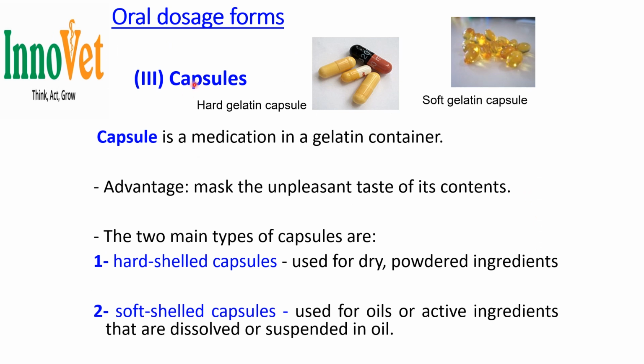We proceed to the capsules. These are medications that are given in gelatin containers. They can be hard gelatin capsules or soft gelatin capsules. The hard gelatin capsules are those for the dry powdered ingredients, whereas the soft gelatin capsules are those for the oils or the active ingredients that are dissolved or suspended in oil. So we can use such capsules in case we want to mask the unpleasant taste of the contents of the drug. So as I said, the hard gelatin capsules and the soft gelatin capsules.